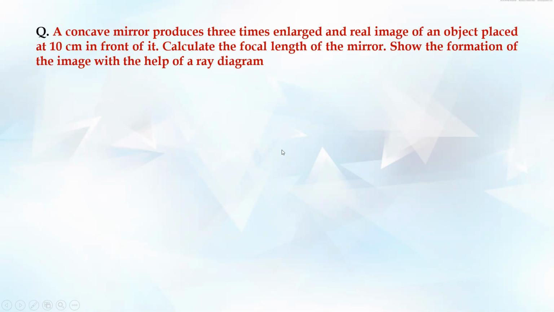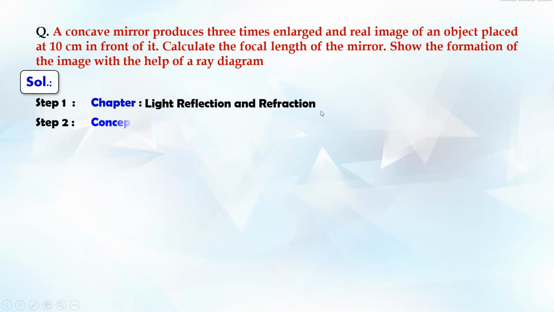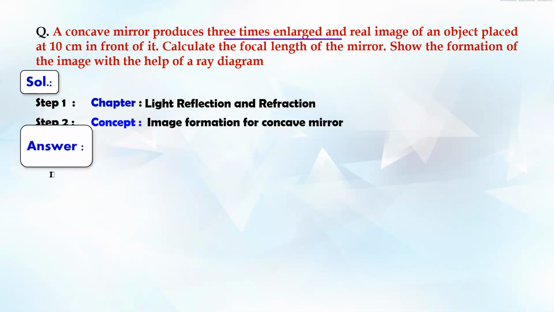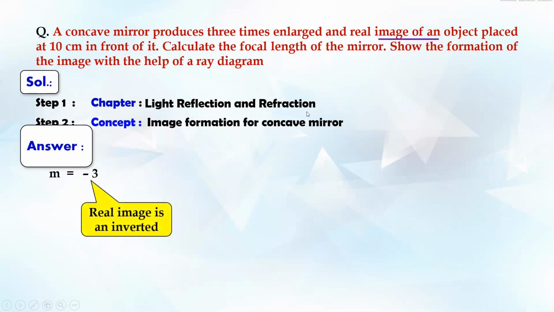We can start with the solution. A concave mirror produces 3 times enlarged and real image. 3 times enlarged matlab the magnification is given, that is 3, isn't it? Right. Now, when I say magnification is 3, since it forms a real image, we know m ka value is negative. If it's a virtual image, it is positive. So hence, in this case, 3 times enlarged. And since it's a real image, it is always inverted. The image ulta आएगा, इसलिए हमेशा minus आएगा तो. Right. And the object is placed at 10 centimeter in front of it.